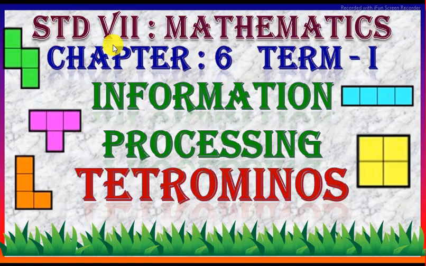Hello students of Standard 7. Today we are going to learn about chapter 6 from term 1, Information Processing, and in that we are going to learn about tetrominoes. So you can see the images of tetrominoes around. So let's go into the chapter to see what these tetrominoes are.